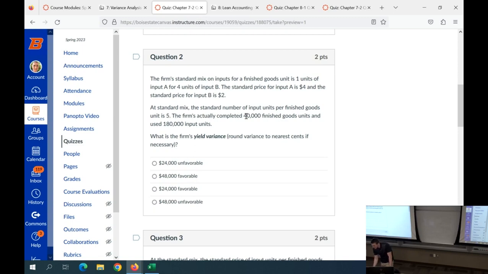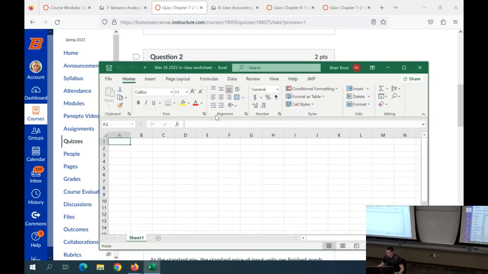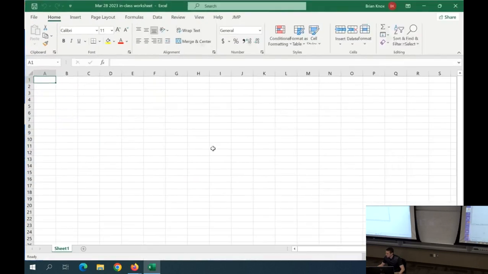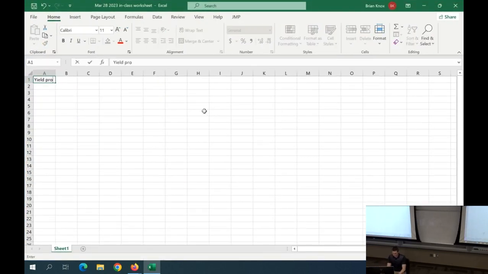The firm actually completed 40,000 finished goods units and used 180,000 input units. So that's not a 5-to-1 ratio there. That's going to be our actual yield right here. And we can take that 5-to-1 to figure out what we should have yielded given 180,000 input units. So let's go put this into Excel here. This is the yield problem.